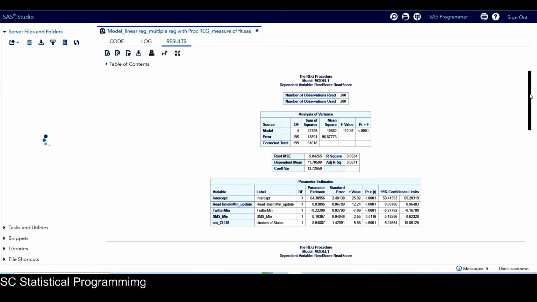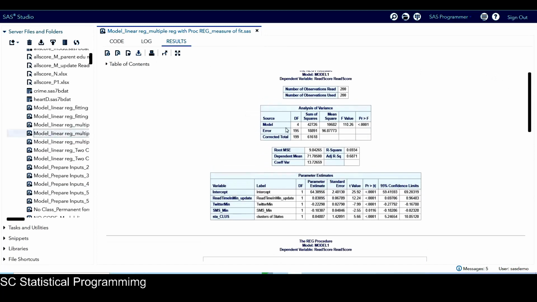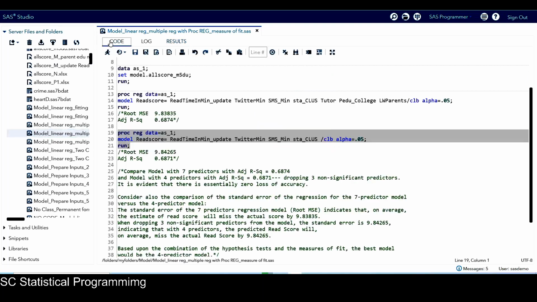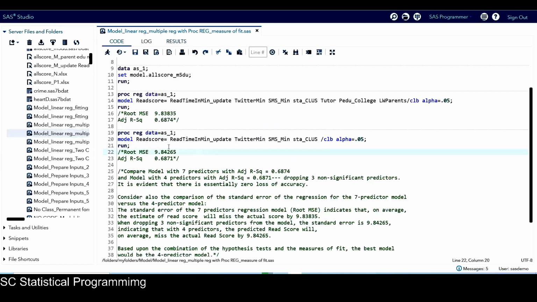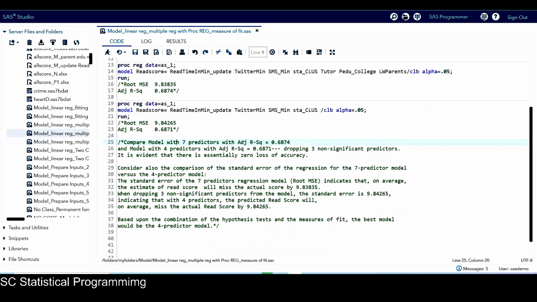This is the second model with only 4 predictors. Okay, this model degree of freedom is 4. And for the root mean square error, we got this number, and for adjusted R-square, we got this number. Again, I copied those two statistics into the code window to do a comparison. Now we can compare the two models. One is with the 7 predictors, and another one with the 4 predictors.